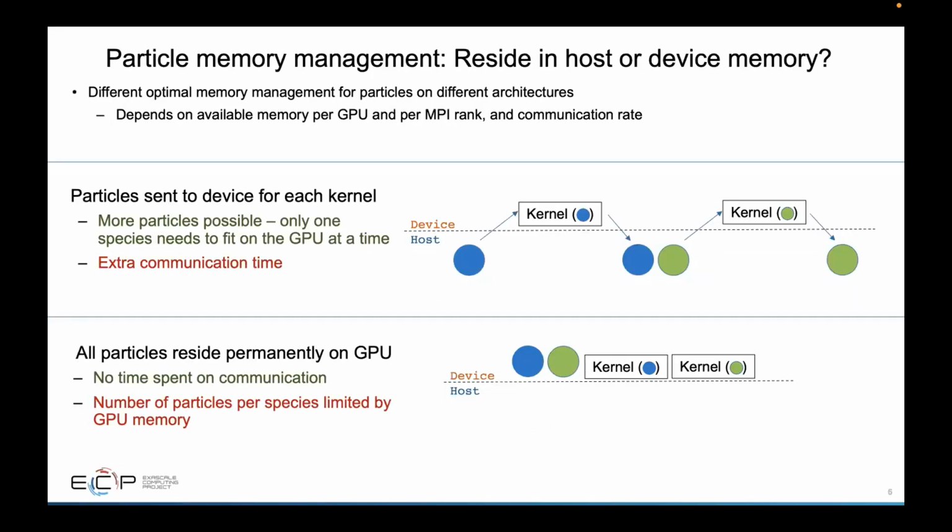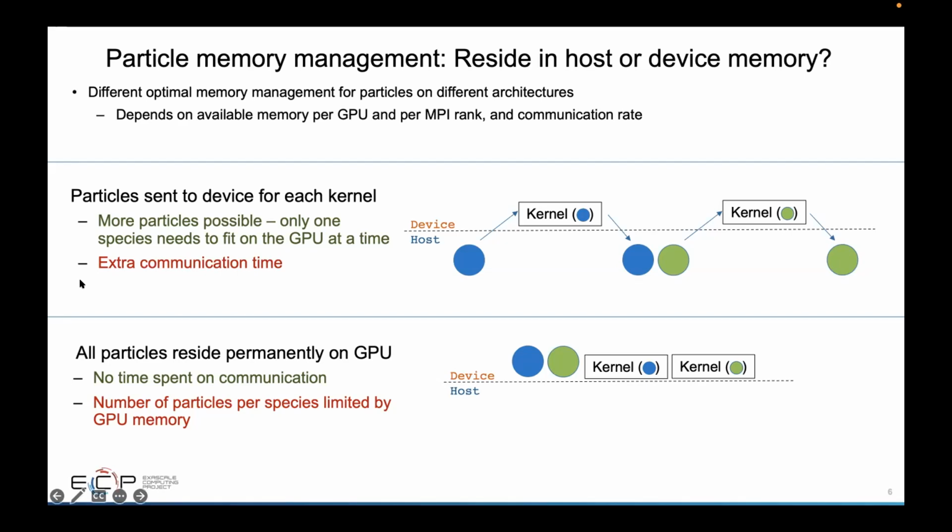And so an example of that for us is particle memory management, whether we let the particles reside in host memory or device memory. And again, this will be different. The optimal solution will be different depending on the different architectures, because it depends on the available memory as well as the communication speeds.